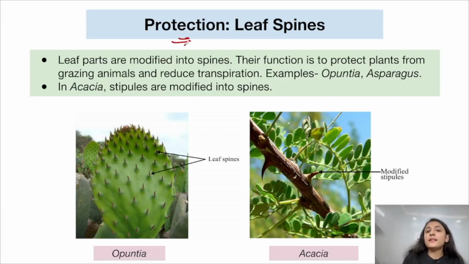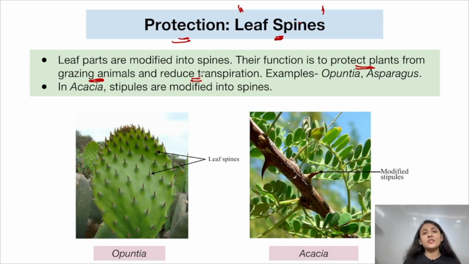Now let's come to category number 3, protection. So in protection, we are talking about leaf spines. There was only one type of modification present under the category of protection, which was leaf spines. So leaf can also get reduced or modified into spines in order to protect the plant. Their function is to protect the plants from what? From grazing animals, and also to reduce water loss, that is, reduce transpiration.